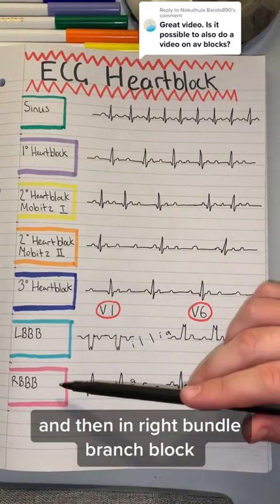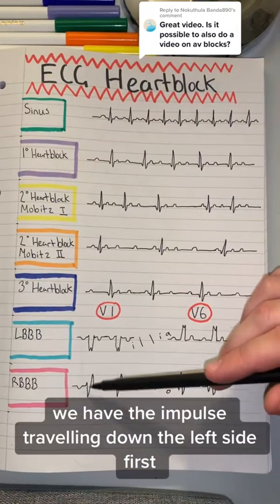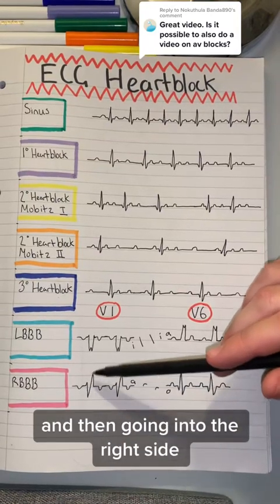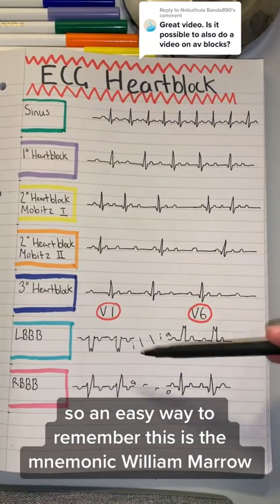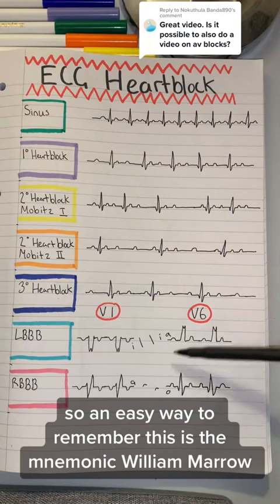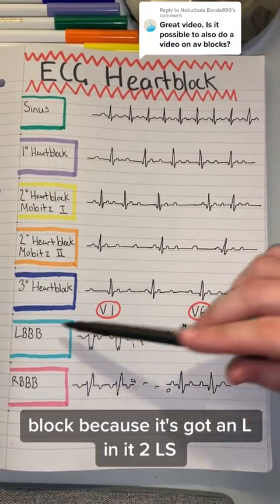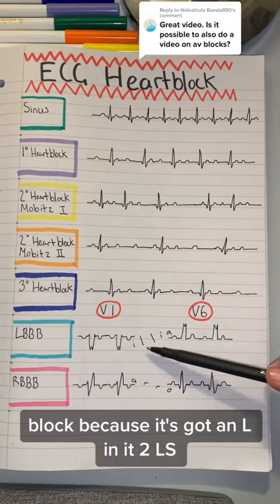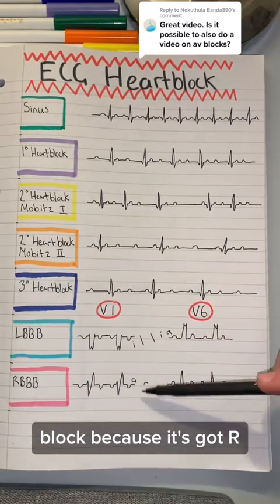And then in right bundle branch block, we have the impulse travelling down the left side first and then going into the right side. So an easy way to remember this is the mnemonic William Marrow. William is used for the left bundle branch block because it's got an L in it, 2 L's, and Marrow is used for the right bundle branch block because it's got R's.